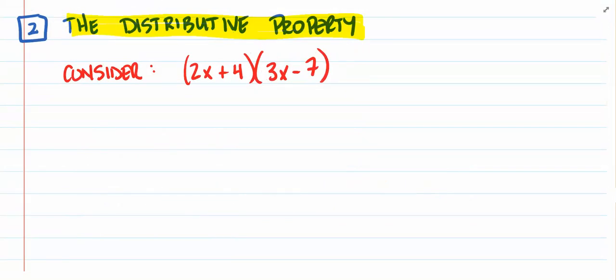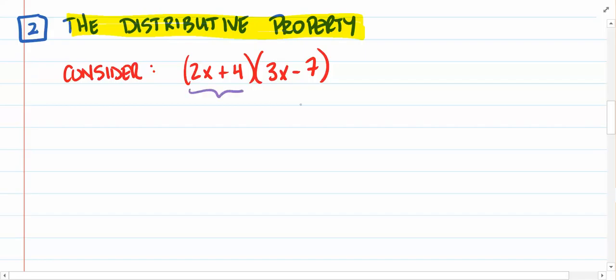Box number 2 is the distributive property, which we've also spoken about, but I'm going to show it to you in a way that you might not have seen before. So I want you to consider this first binomial, 2x plus 4, multiplied by this second binomial, 3x plus 7. And what we're going to do is pick the first binomial, and I'm going to distribute the 2x to the entire second binomial of 3x plus 7. So it would look something like this.